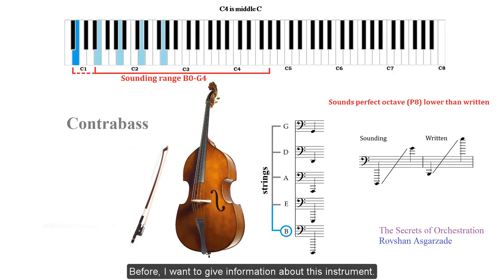Before, I want to give information about this instrument. Contrabass is the only transposing instrument in the string section. This instrument sounds an octave lower than written. Contrabass with four strings has a range from E1 to G4. There are E, A, D, G strings. But modern contrabass also has an extra lower B string. Sometimes players tune it to C1.